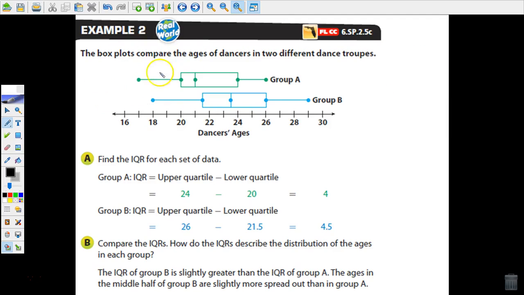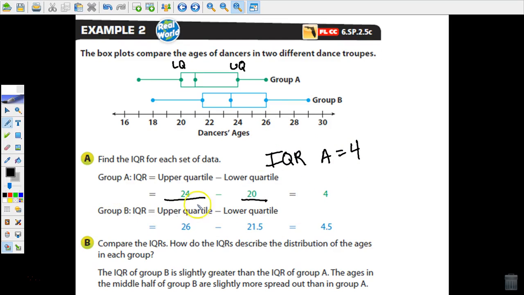Example 2: the box plots compare the ages of dancers in 2 different dance troupes. So my UQ, upper quartile, is 24 for group A. My LQ, lower quartile, is 20. So my IQR, interquartile range, for A equals 4, because 24 minus 20.